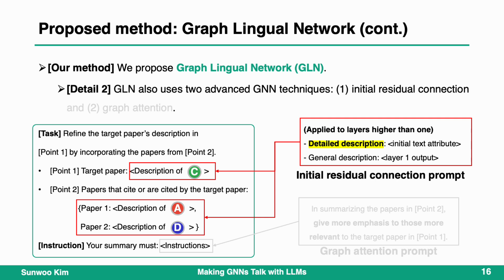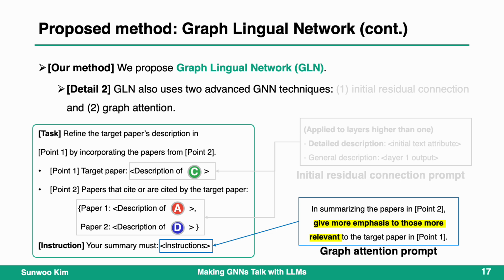In addition, we incorporate two advanced GNN techniques. First is an initial residual connection, which re-injects each node's initial attributes into the LLM to maintain them across layers. Second is graph attention, which lets an LLM focus on neighbors that are relevant to the target node.